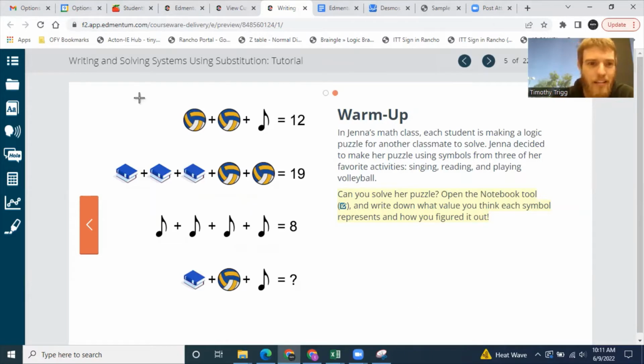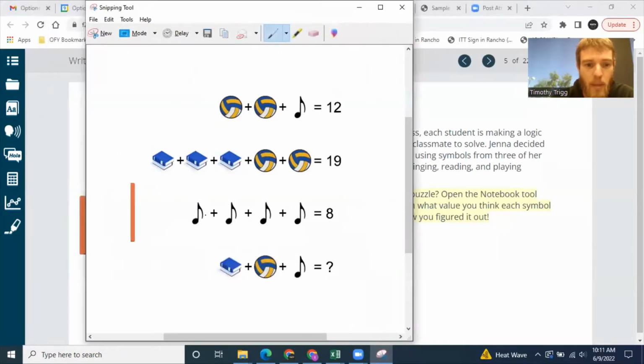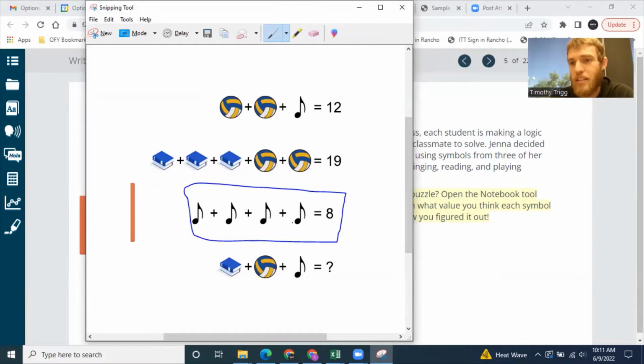Well, this is a silly little puzzle, but it's easily solvable because we can treat each of these as a variable. Here I've got 4 notes equals 8. So what does each of these notes represent? We're assuming that each note represents the same quantity. In this case, it would be 2, right? 2 plus 2 plus 2 plus 2 equals 8. So the notes each equal 2.